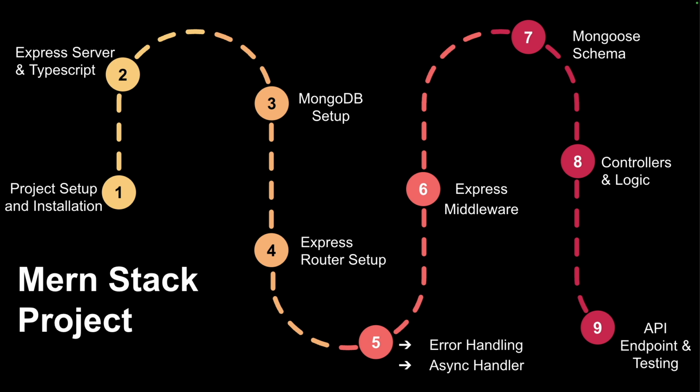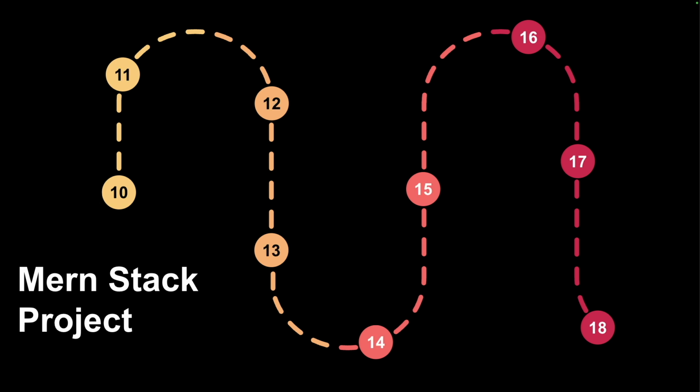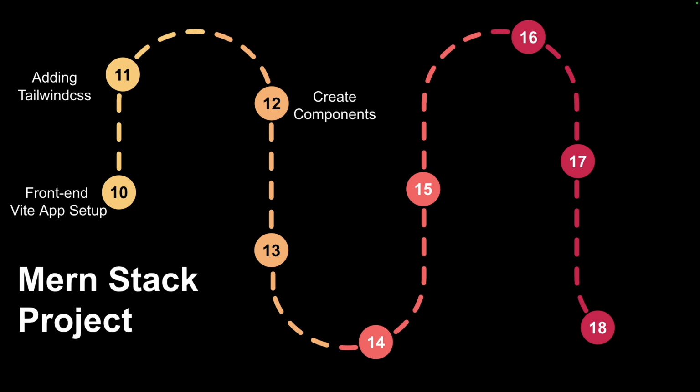Once we have the APIs ready, it's time to build the front-end part. So for the front-end, we are first going to set up the front-end project using VITE. Then we will see how we can add the Tailwind CSS into our project, which will help us to do the styling of our components. Then we will see how we create the components and what are the different types of components that we will require. Then we will understand about the form handling.